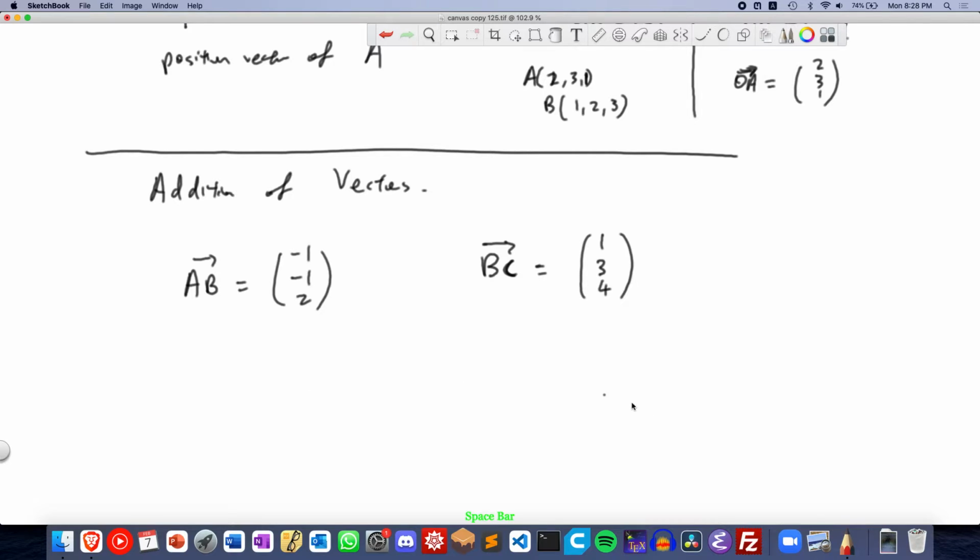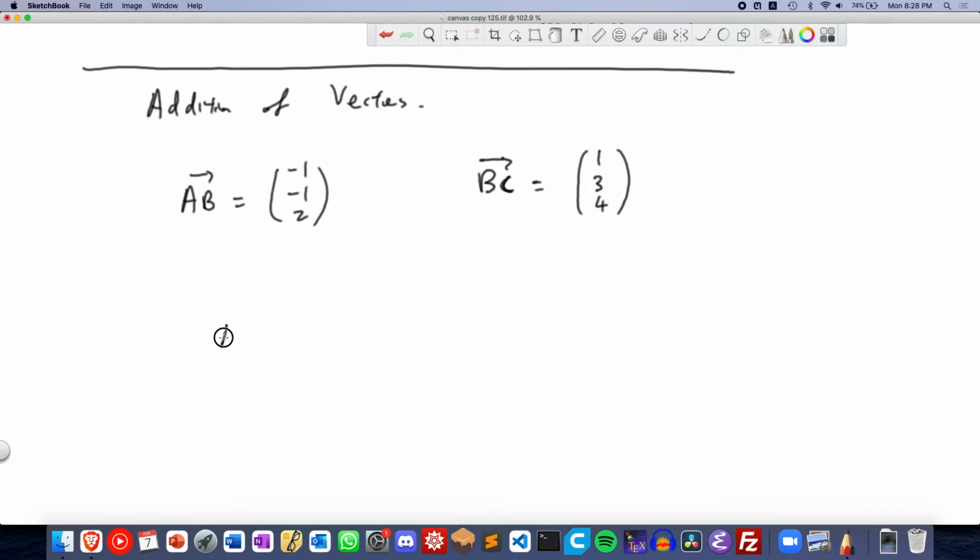So if we add up these two vectors, let's take AB plus BC, then we are going to get minus 1, minus 1, 2 plus 1, 3, 4. And you can probably guess how we add up these two vectors. We add them up coordinate wise.